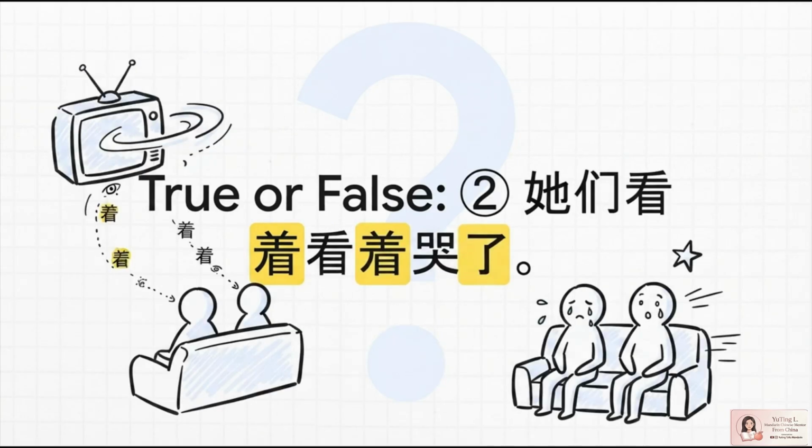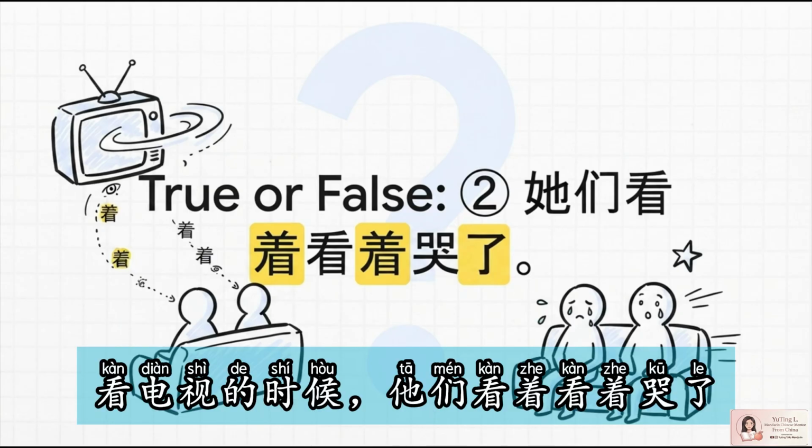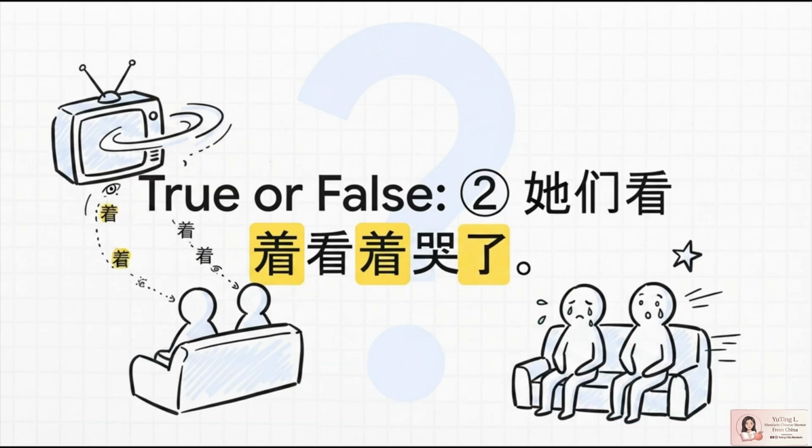All right, let's check out question 2. 看电视的时候，他们看着看着哭了。 While watching TV, they were watching and then cried. True or false? Take a moment to think. The answer is emphatically true. This brilliantly shows off our second rule, simultaneous action. The ongoing background action is them watching the TV, and the sudden interrupting action is the crying. You can clearly hear the verb repeated twice with our star character.